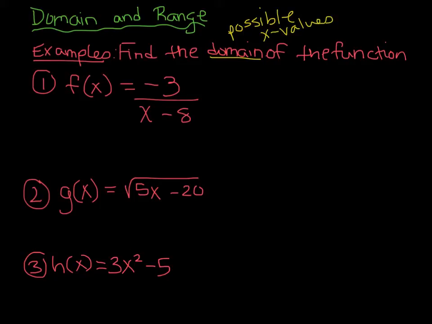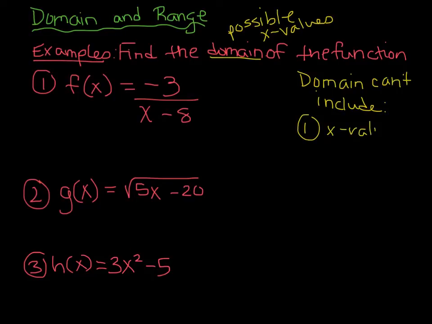So there's a few things that we need to look out for. There are two major things for now that our domain cannot include. And those are the things that I want you to look for. So the first thing, it can't include x values that give a 0 denominator.